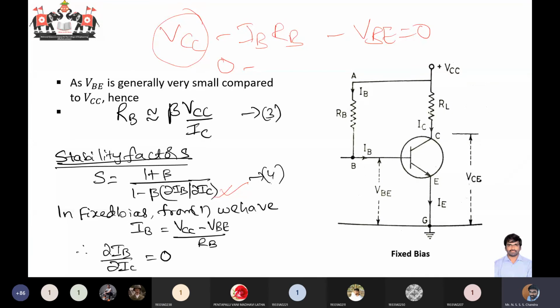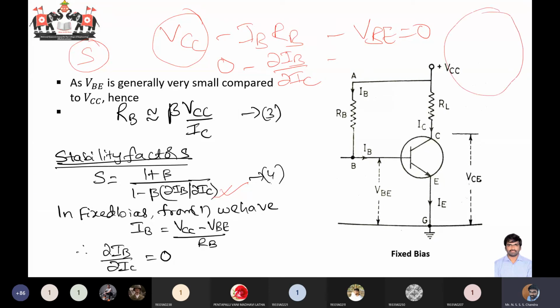And then you know that RB is also a constant resistance. So if you differentiate it with respect to IC, this will become dou IB by dou IC. Okay. And know that while you are defining the S value, you are keeping the beta value and VBE values as constant. What value should be kept constant while you are defining S value?